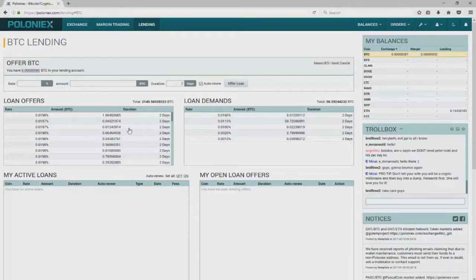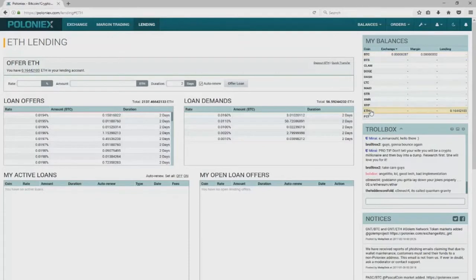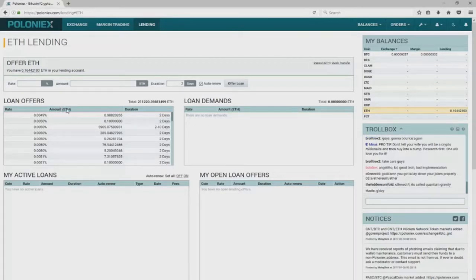If you're okay with the counterparty risk, you could just do lending, which is less risky, and just earn some passive income on your Bitcoins. And if I wanted to lend Ethereum, there aren't any loan demands on the table, so I would have to just make an offer and then set it up for the amount of days.